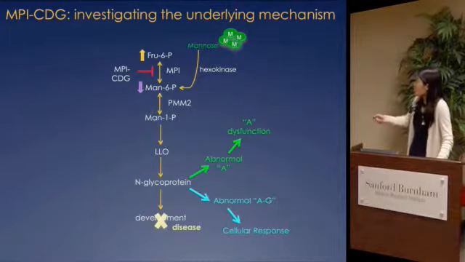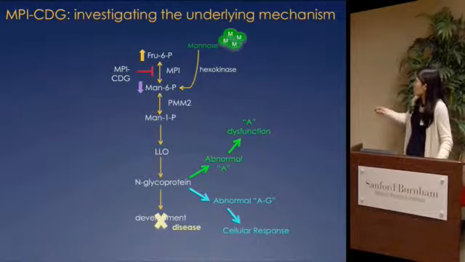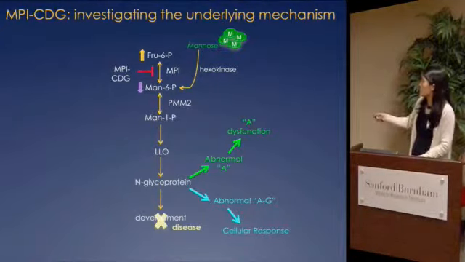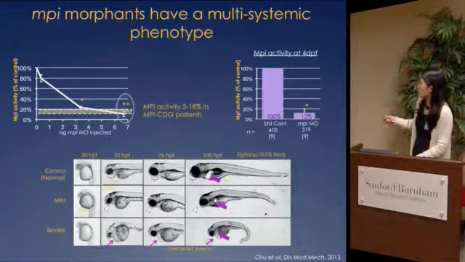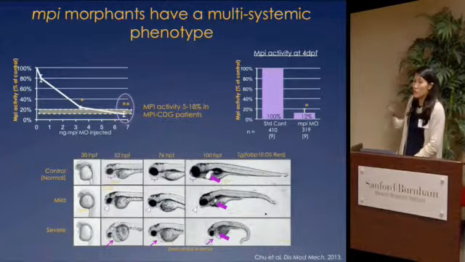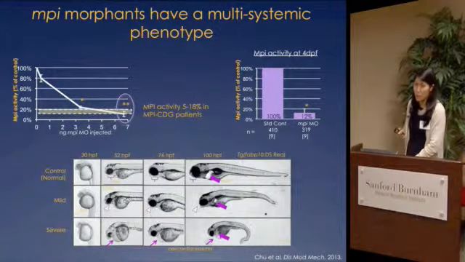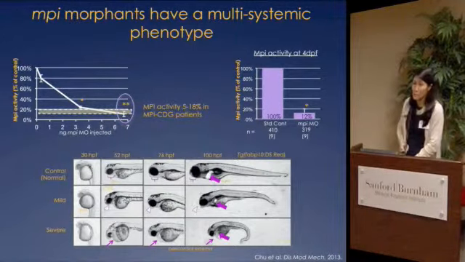So we said, okay, let's take a stepwise approach and look at glycosylation, look at cellular responses in the organism. But first, we want to create the zebrafish model. So we use morpholino technology, which is an ATG blocking oligonucleotide. And MPI activity, we're able to measure just like they do in the patients. And the patients have reported 5 to 18% residual activity. So we have titrated down our morpholino to get within that range. And our average is about 12%.